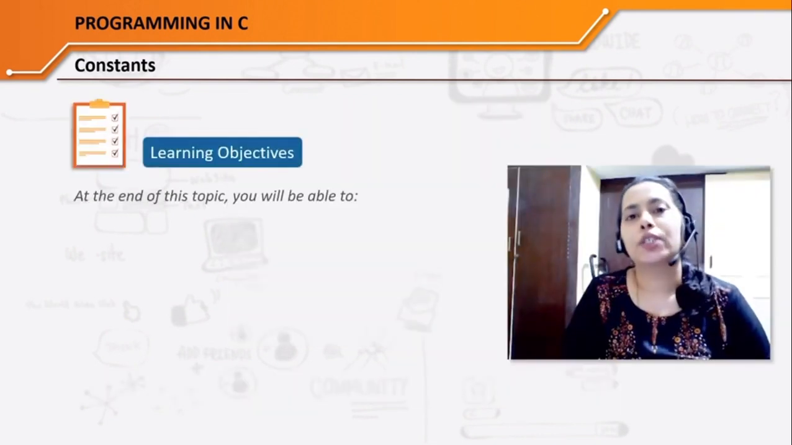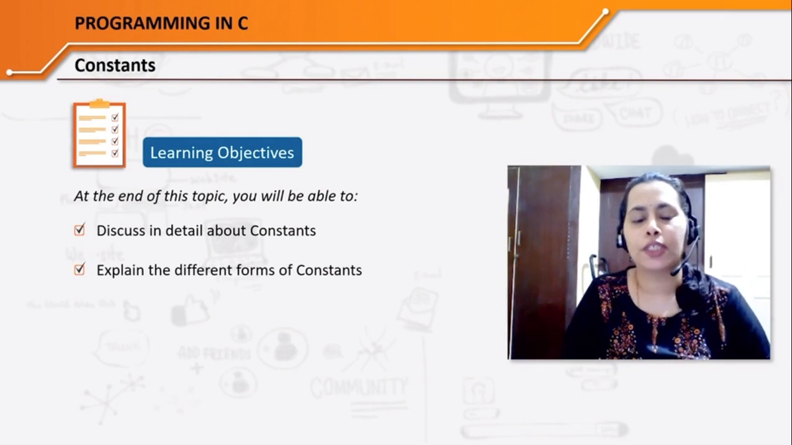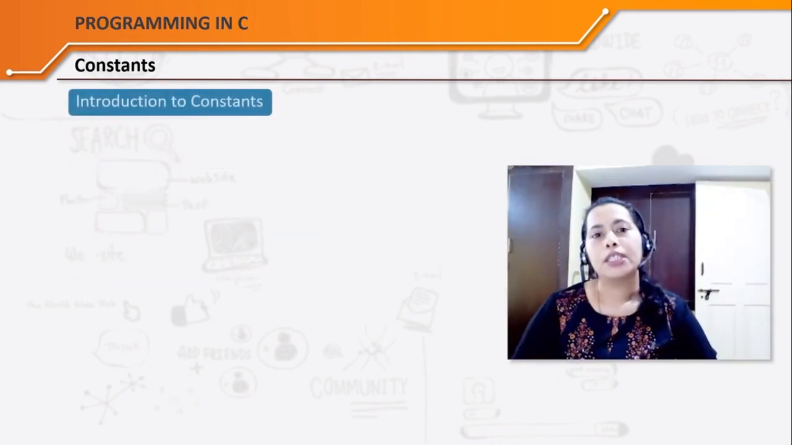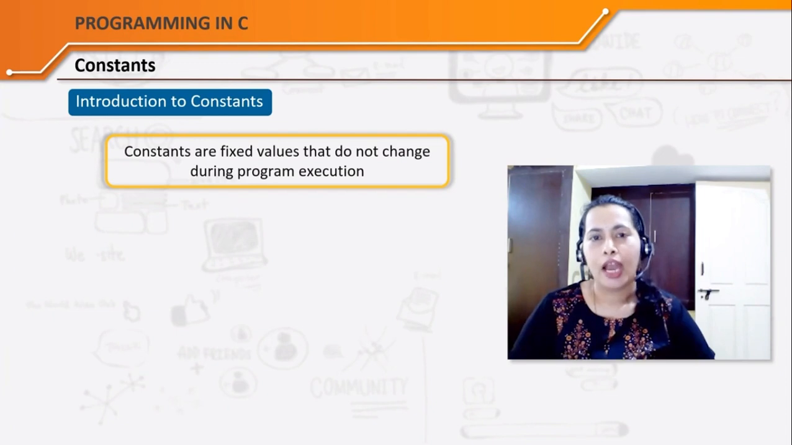In this session, we will discuss in detail the constants, the different forms of constants, which form one of the basic building blocks of the C programming language. A constant is a quantity whose value does not change, and this quantity can be stored in a computer's memory location.